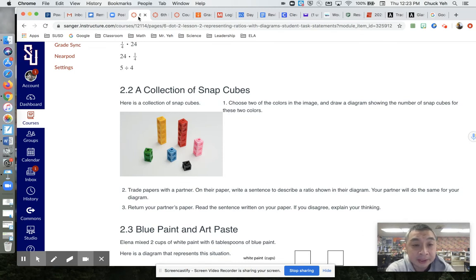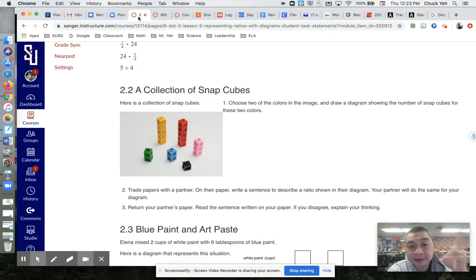Your diagram can be anything you want. So you see those 5 yellow snap cubes? You can draw 5 suns if you want. You know, the sun up in the sky. And for me in class, what I did was for the red, I drew 5 hearts. So don't draw anything too fancy like restaurants or anything. Something like shapes or the sun or triangles, whatever like that. All right. So do that for number 1.